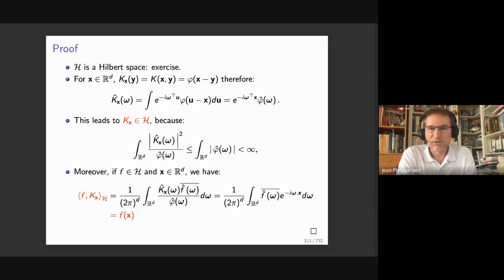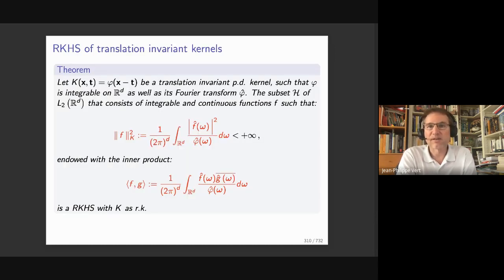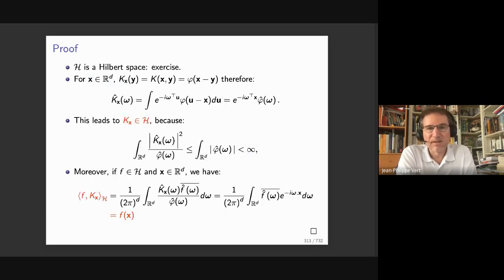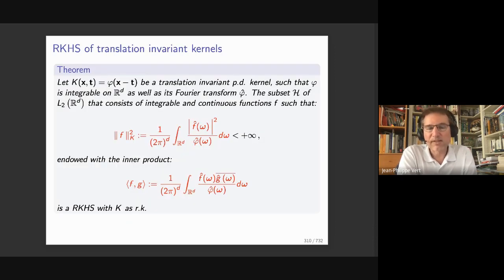Here we use the inverse Fourier transform, which is valid because we assume that capital H is a set of integrable and continuous functions. So on integrable functions, we have the inverse Fourier formula. And so this shows that we have the RKHS. Okay, so this theorem is correct. The RKHS of translation invariant kernels is characterized in the frequency domain, so in the Fourier domain, by these equations.